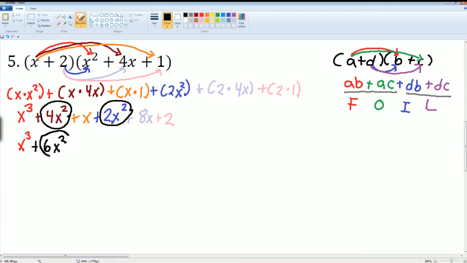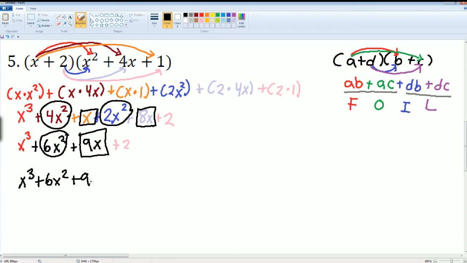This was in the circle, right? And then I have an x here and an x here, so I'm going to make this a square. You see? I'm going to make this a square. Now you're going to add the square. So the x plus 8x becomes 9x. Okay, nothing happened here to the pink, which is just plus 2. All right, so the final answer here would be x cubed plus 6x squared plus 9x plus 2. There you go.